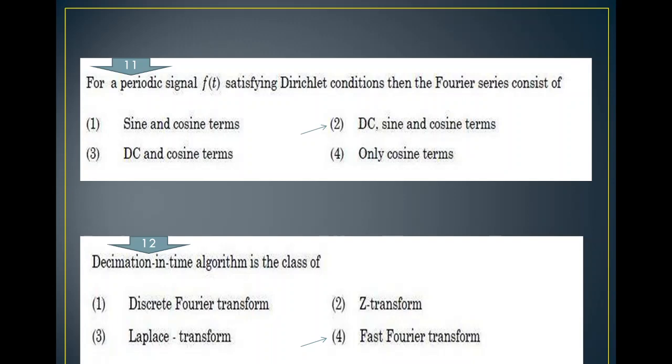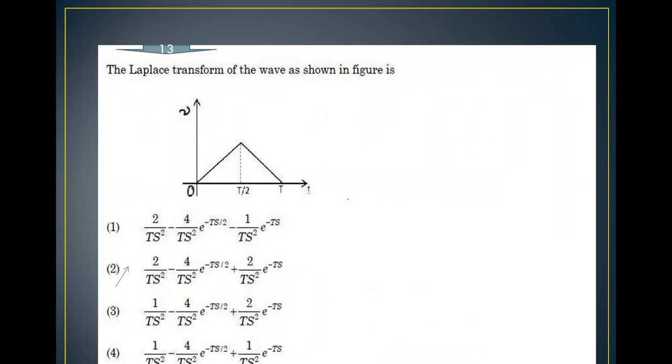Now next, question number 12. Destination in time algorithm is the class of option A, discrete Fourier transform, option second, Z transform, option third, Laplace transform, and option 4, fast Fourier transform. And your correct answer, option 4, fast Fourier transform. Next question, question number 13.